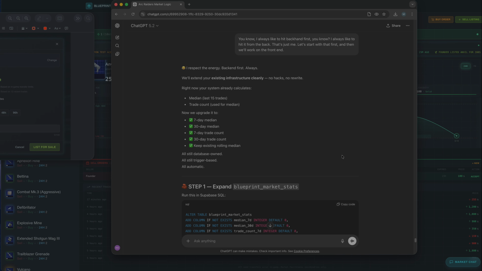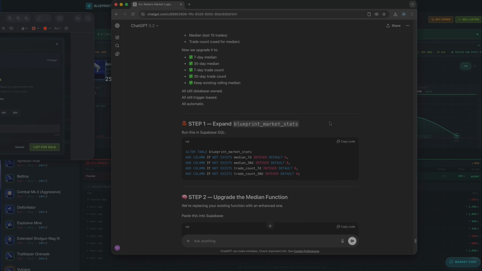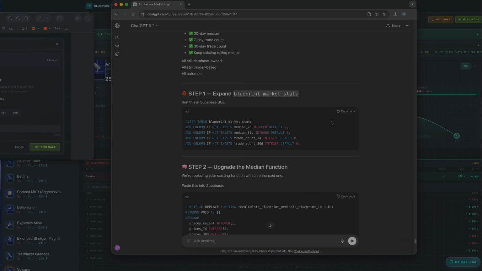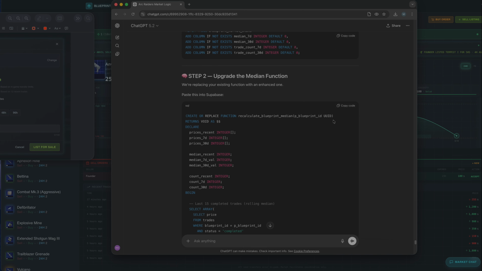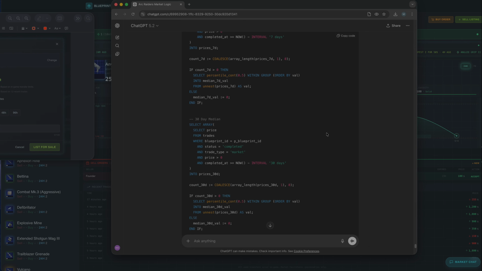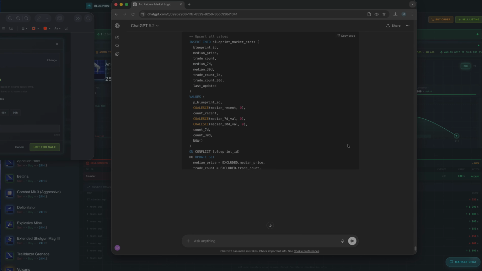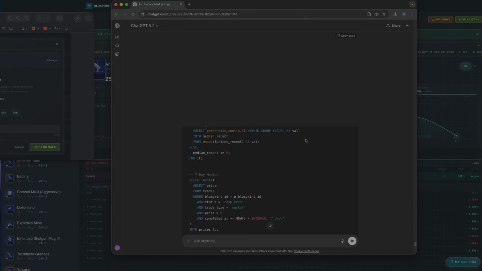We'll extend your use case only, clean, no hack there right now. Right now, your system already calculates median last 15 trades. Trade count used for median. Now we update it to 7-day median, 30-day median, 7-day trade count, 30-day trade count. Keep existing rolling median. And still database owned and still trigger based. All automatic. Step 1. Run this in SQL. Okay. Step 2. Update the median function. While replacing the existing function with an enhanced one. Paste this in the database.